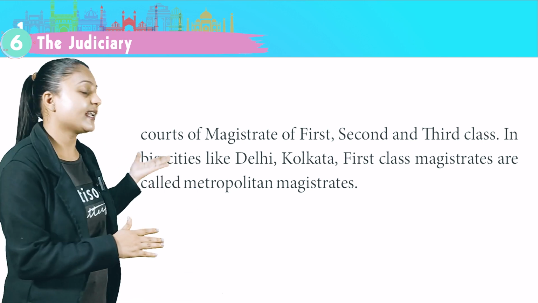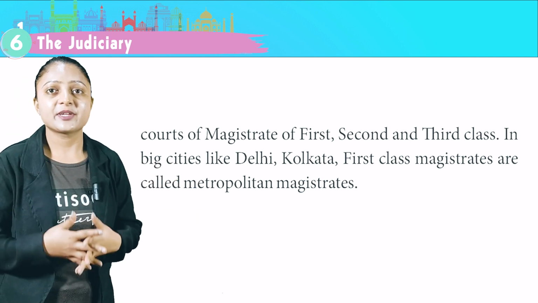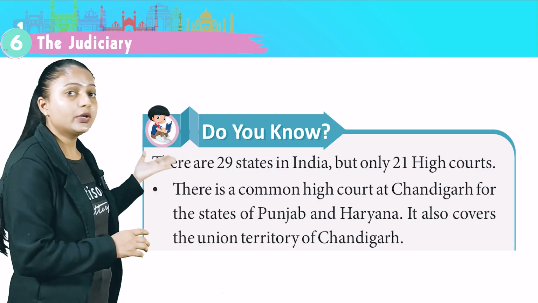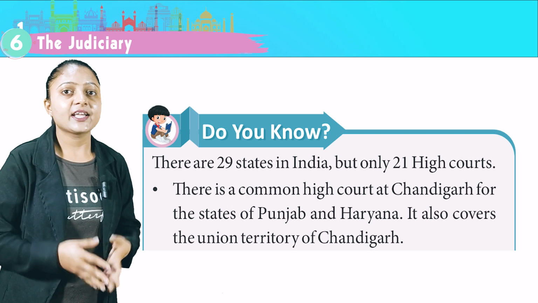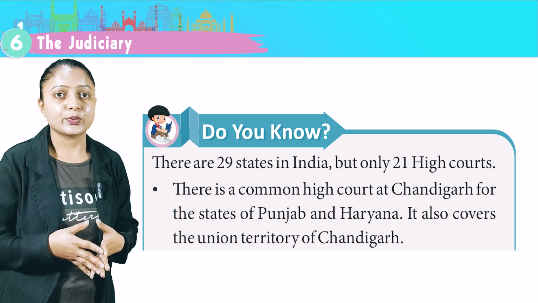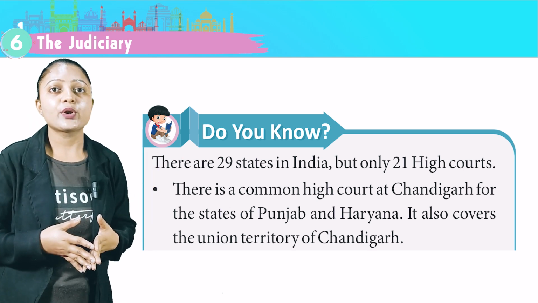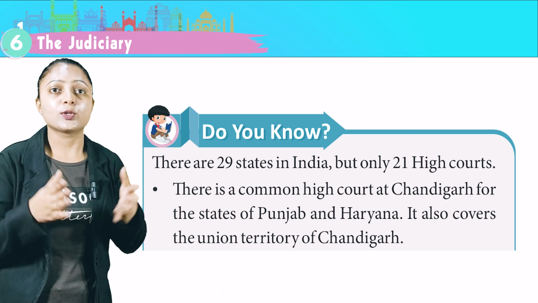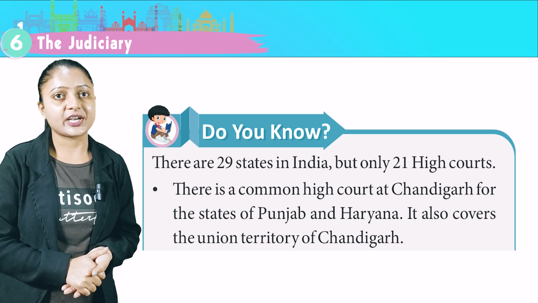In big cities like Delhi, Kolkata, first class magistrates are called metropolitan magistrates. Do you know there are 29 states in India, but only 21 high courts? There is a common high court at Chandigarh for the state of Punjab and Haryana. It also covers the union territory of Chandigarh.